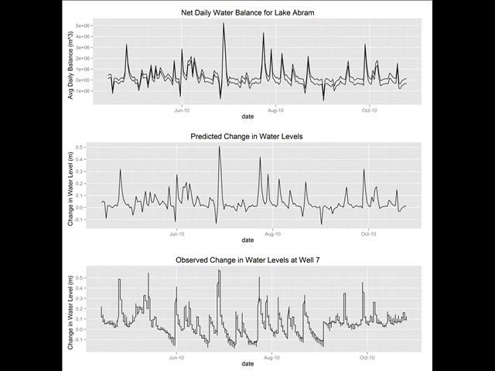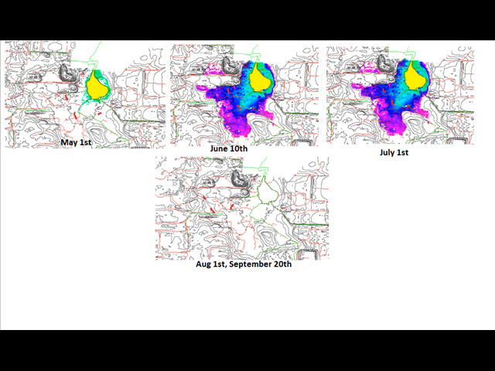In the center, the predicted water levels are shown, obtained from dividing the water budget by the area of the wetland. The bottom graph shows the observed water levels.